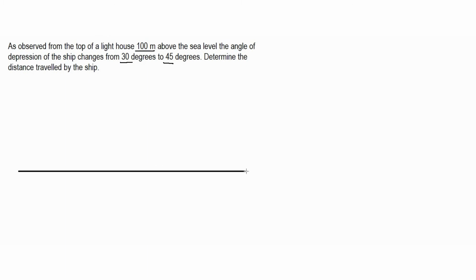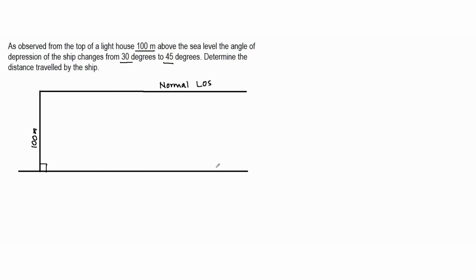Let's assume that this is the sea level and there is a lighthouse. So the lighthouse is going to be vertical, thereby making a 90 degree angle with the sea level. The height of this particular lighthouse is 100 meters. If you're standing on this lighthouse, your normal line of sight is going to be parallel to the sea level. This is the normal line of sight.